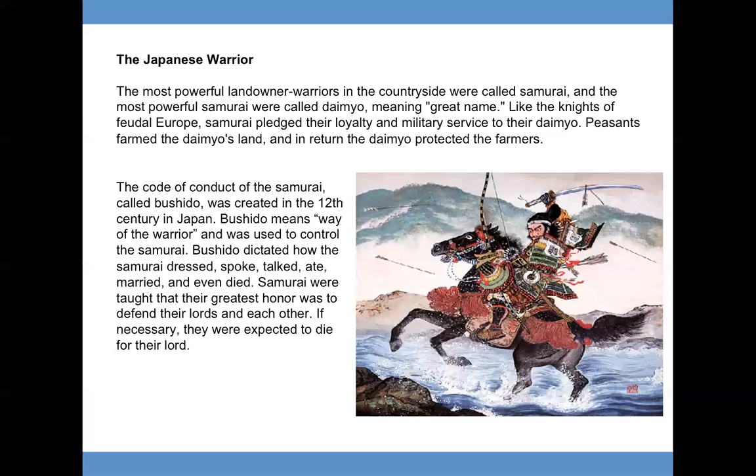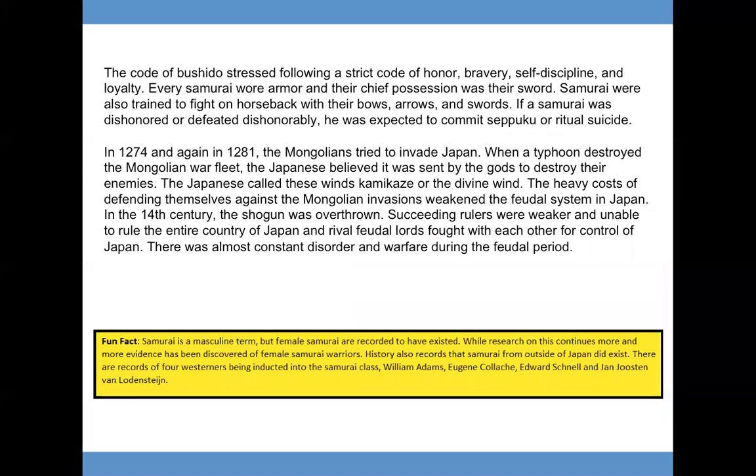The code of conduct of the samurai, called Bushido, was created in the 12th century in Japan. Bushido means way of the warrior and was used to control the samurai. Bushido dictated how the samurai dressed, spoke, ate, married, and even died. Samurai were taught that their greatest honor was to defend their lords and each other. If necessary, they were expected to die for their lord.